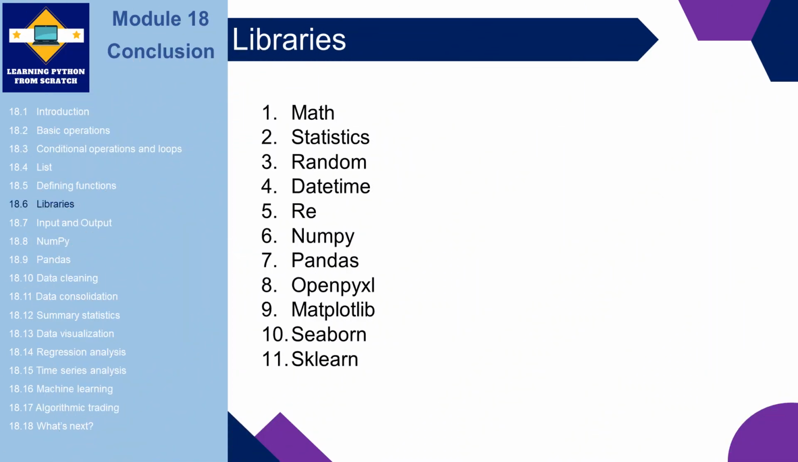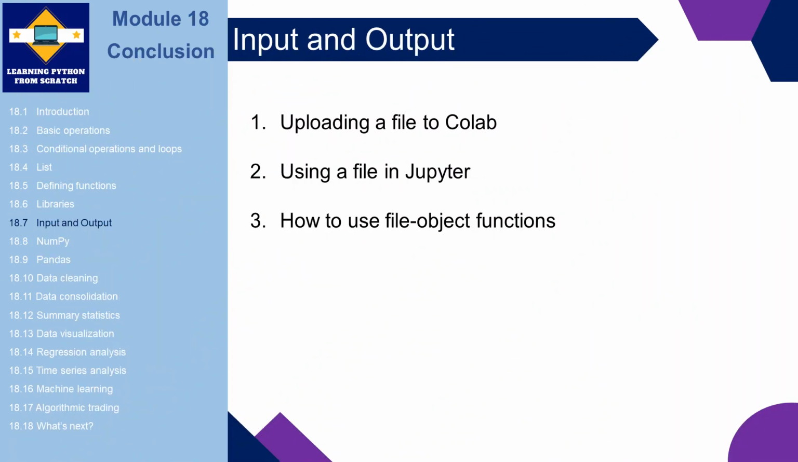The sixth module introduced several important libraries, including math, statistics, random, datetime, re, numpy, pandas, OpenPyXL, Matplotlib, Seaborn, and sklearn. The seventh module shows how to input and output a file from the program, including uploading a file to Colab, using a file in Jupyter, and how to use file object functions.